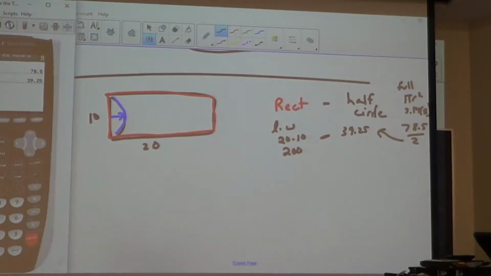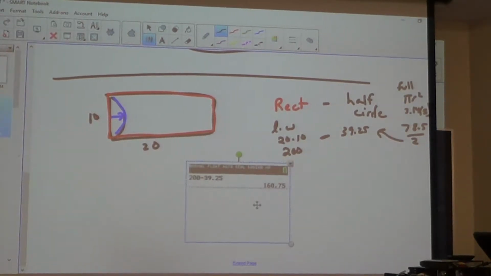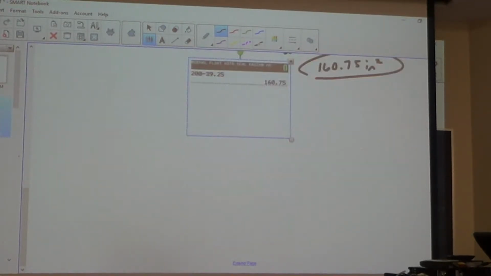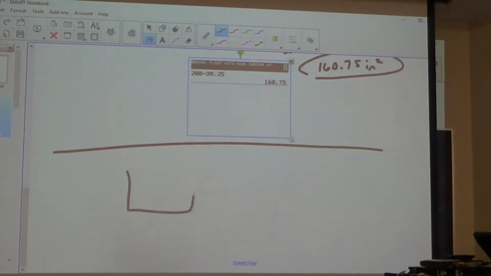So this one would be 200 minus 39.25. So this one would be 160.75 inches squared, centimeters squared, whatever. Now, what if I gave you this one?